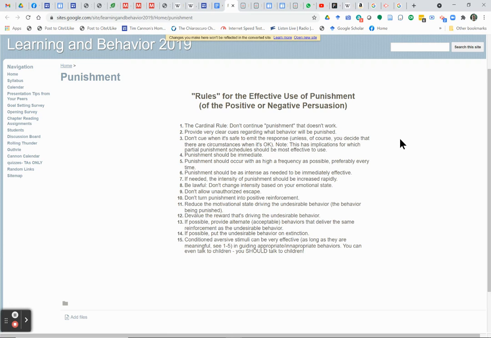And here's some factors that you would predict from the course. Reduce the motivational state that's driving the undesirable behavior. If the child wants affection, if the child is hungry, it's okay to feed them or hug them. You can reduce the undesirable behavior in society.